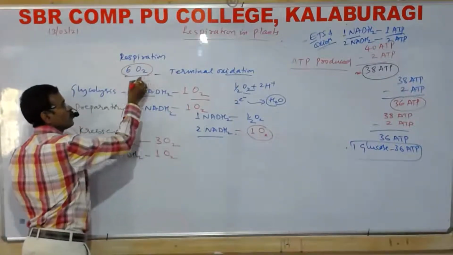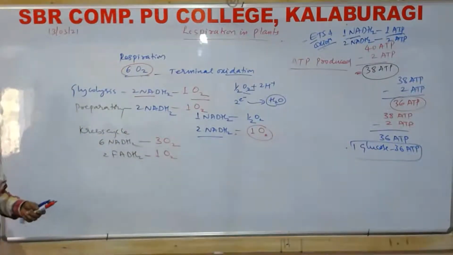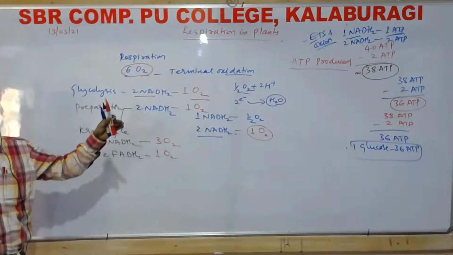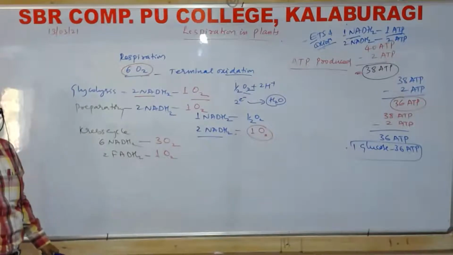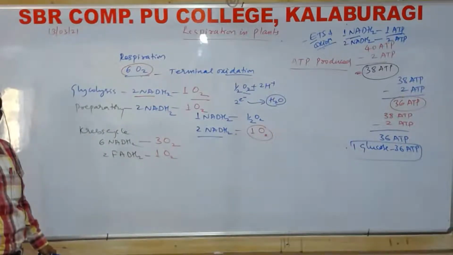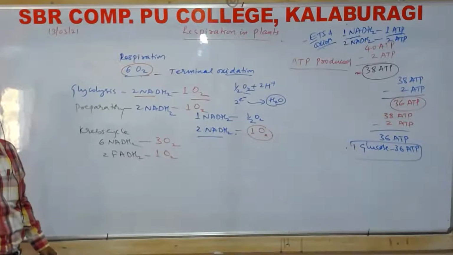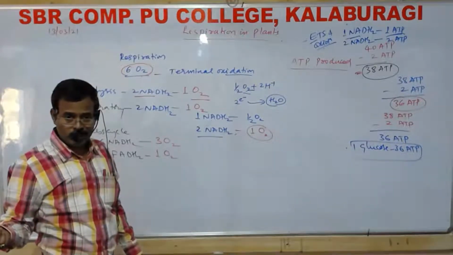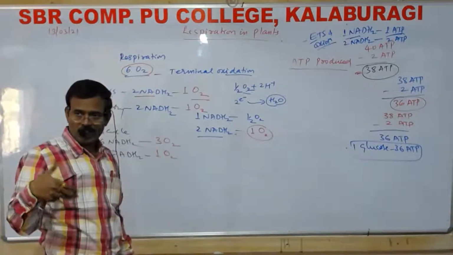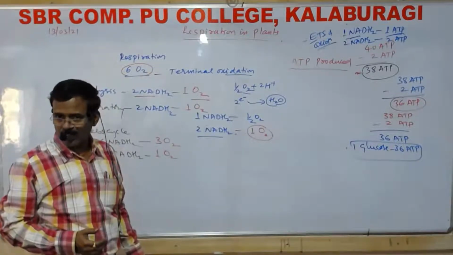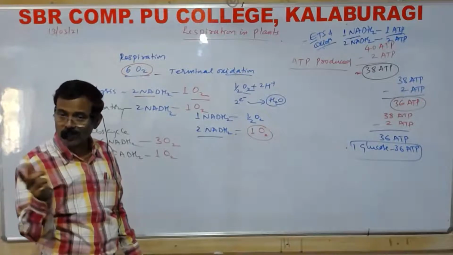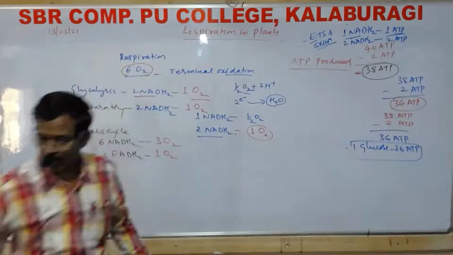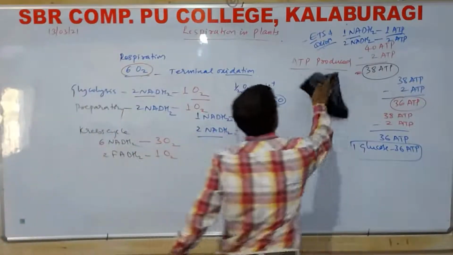So 6 oxygen molecules will be used during terminal oxidation when ETS occurs on the inner membrane of the mitochondria, in cristae. Correct? 6 oxygen molecules. That is the calculation. Now similarly, water availability. Usually, how many water molecules are released on the product side? Product side: 6 CO2 plus 6 H2O, 6 water molecules.